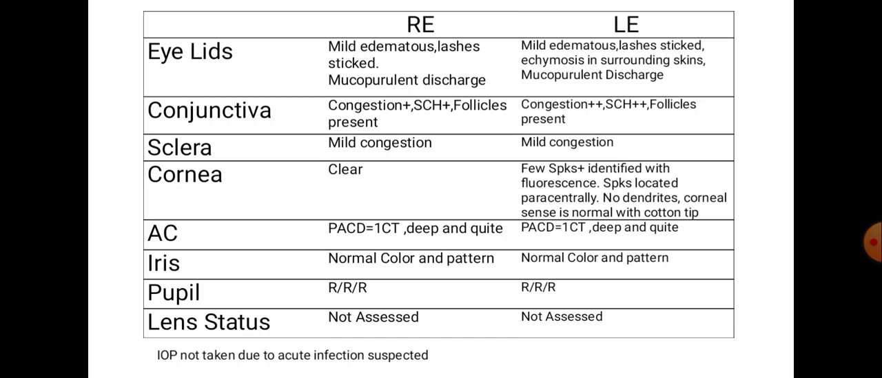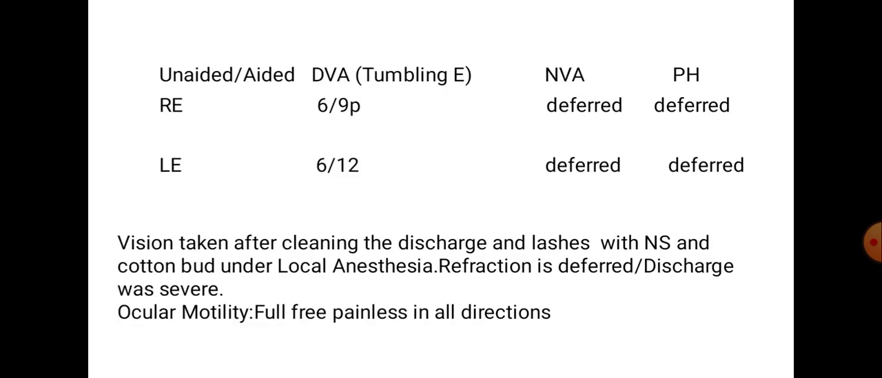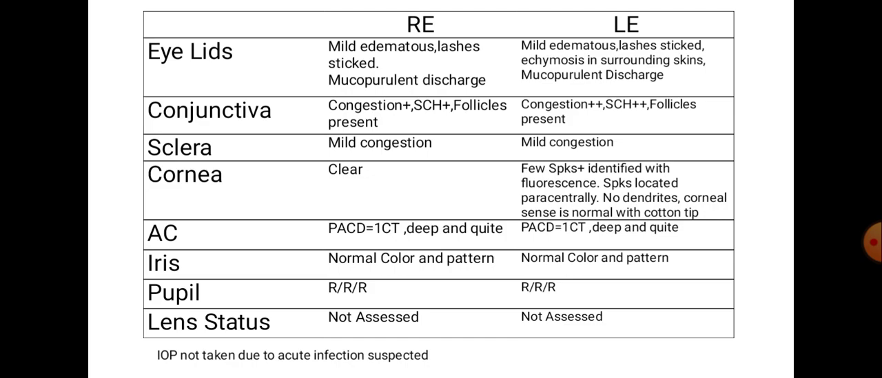Iris is normal in color and pattern in both eyes. Pupil is round, regular, reactive. Lens status is normal. Slit lamp findings are very important in these cases also. And again we see that follicles are also present in the right eye, but in the right eye there are not so many SPKs and corneal involvement. So maybe this is the reason the right eye vision is a little bit better, 6/9, and left eye vision is poorer, 6/12. Also to be noted is that the SPKs are not present centrally, they are located paracentrally.